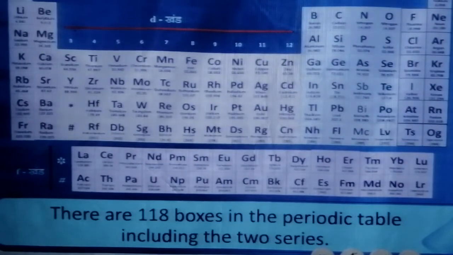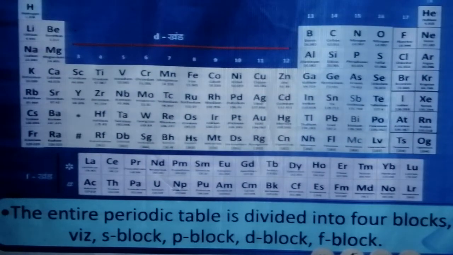Write all these sentences about the modern periodic table. Characteristics of the modern periodic table: the entire periodic table is divided into 4 blocks, that is, the s block, p block, d block and f block. So 4 blocks are present in the modern periodic table.